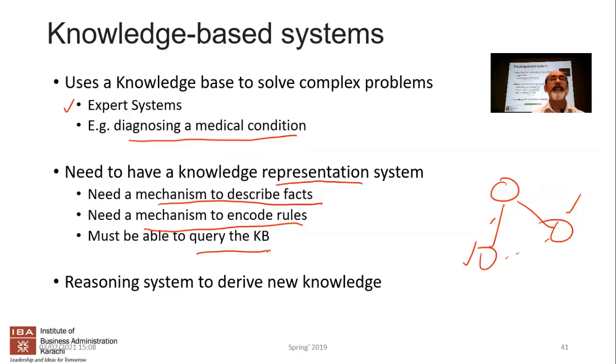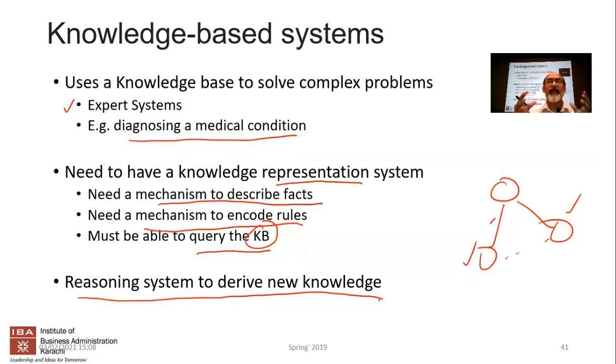And also, finally, you need to be able to query the knowledge base. Okay, a knowledge base is useless if you can't actually ask information from it and get answers. Okay, so these are different things that we're going to talk about, both about the knowledge base, which we're going to refer to as KB, and about the representations of it and the different things that we need to be able to do with it. Next, what we need to also do is have a reasoning system to derive knowledge.